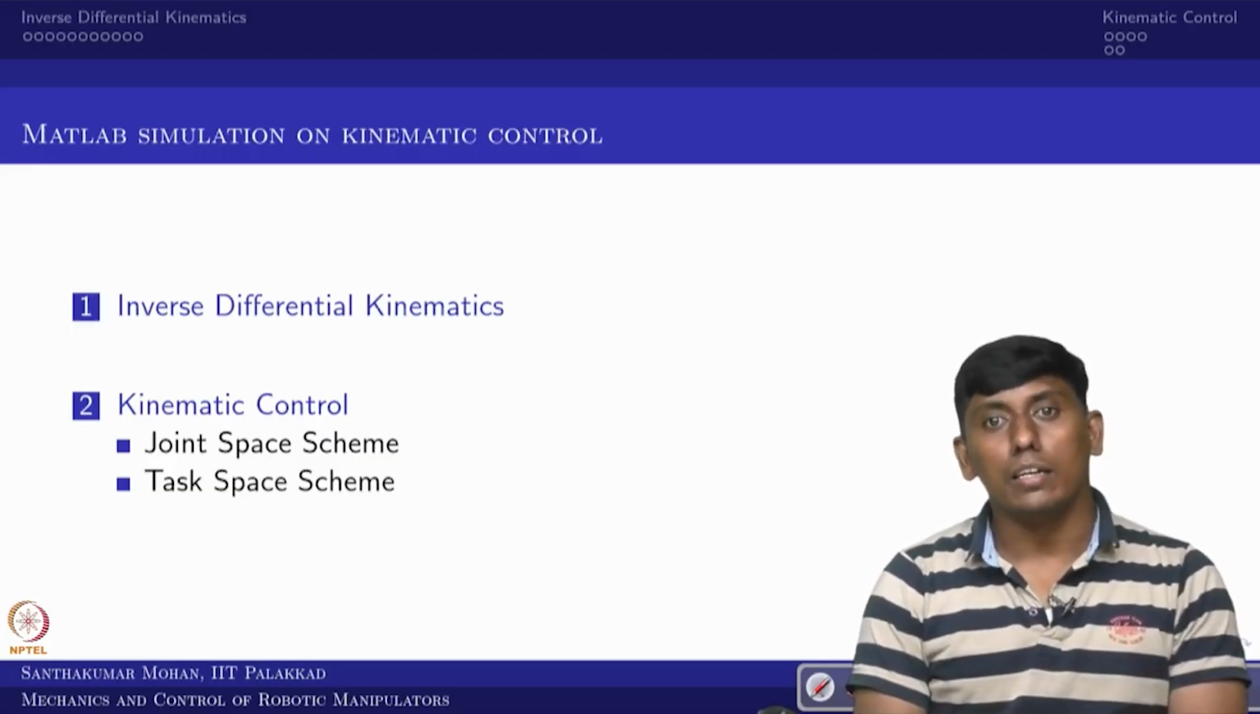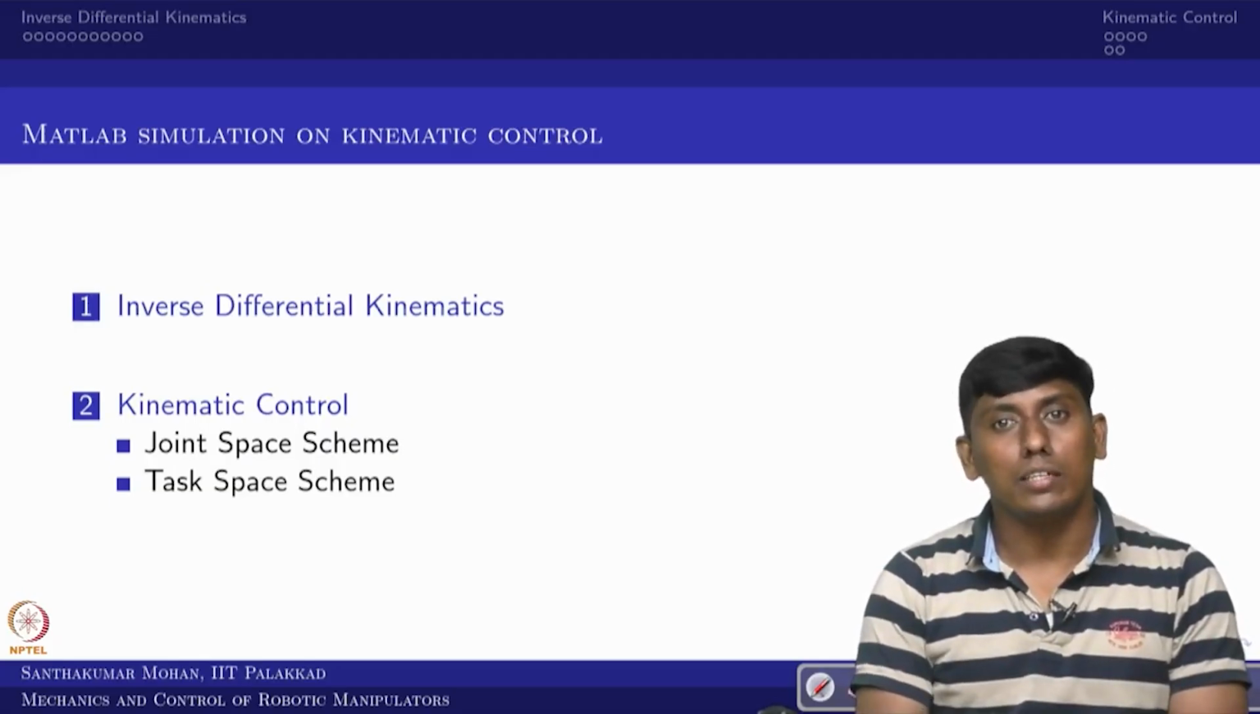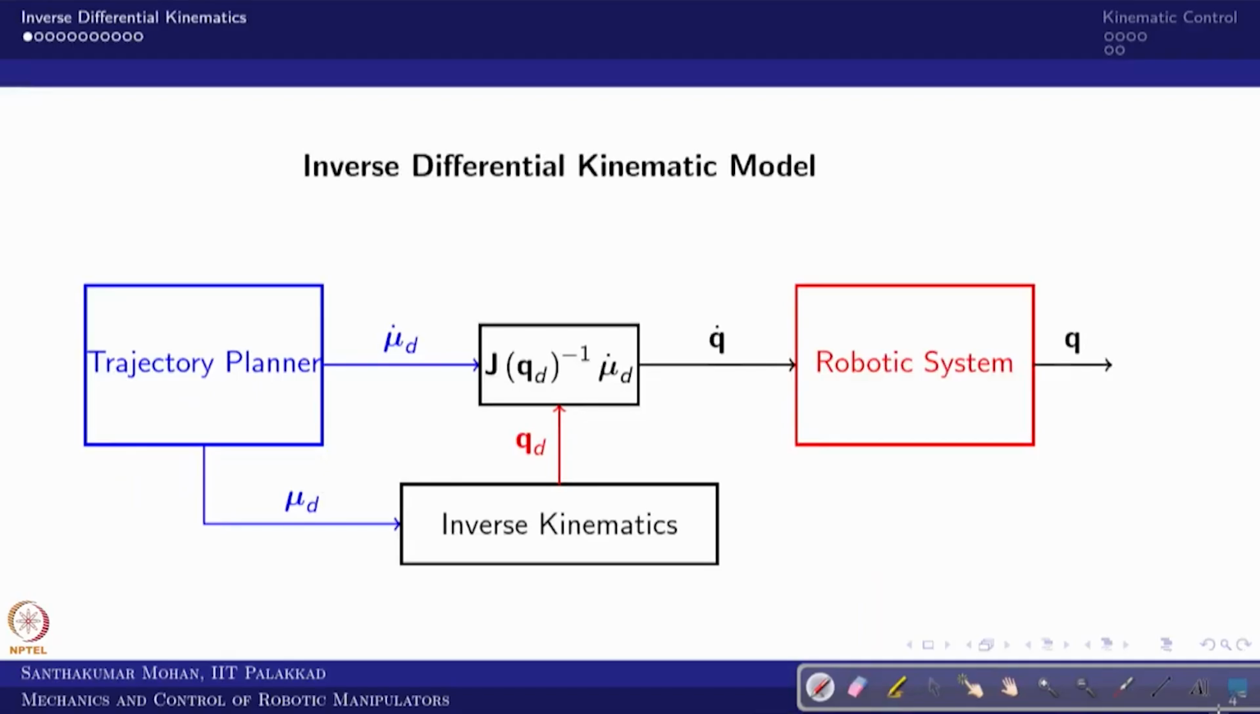In this lecture, we are trying to see the same thing in Matlab. For that we take the simple inverse differential kinematic model which we have seen in the last class. We assume that mu desired dot and mu desired are known. Then we need the q dot, which we can write as J of q desired inverse into mu desired dot, where q desired can be obtained from the inverse kinematics.